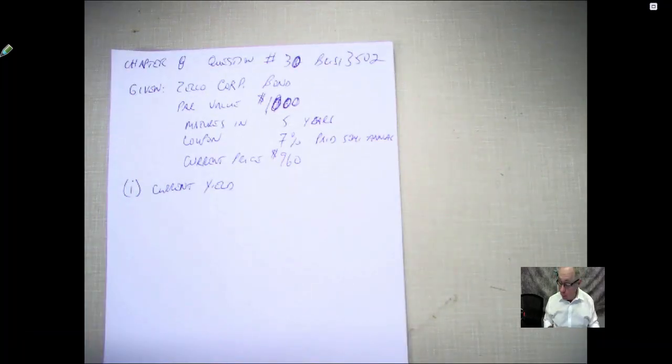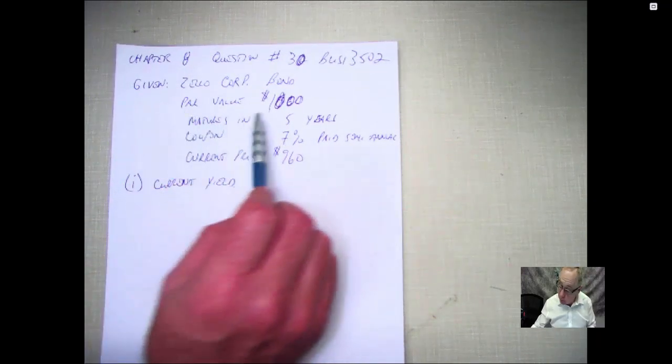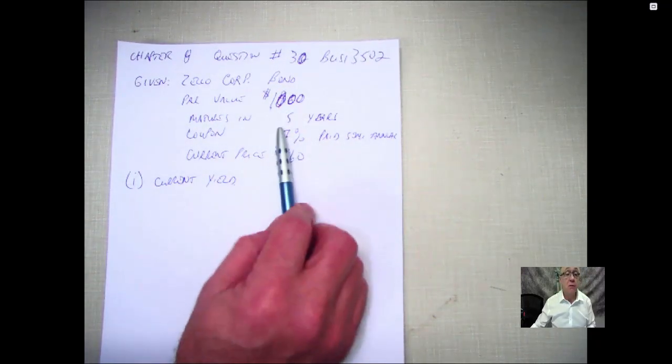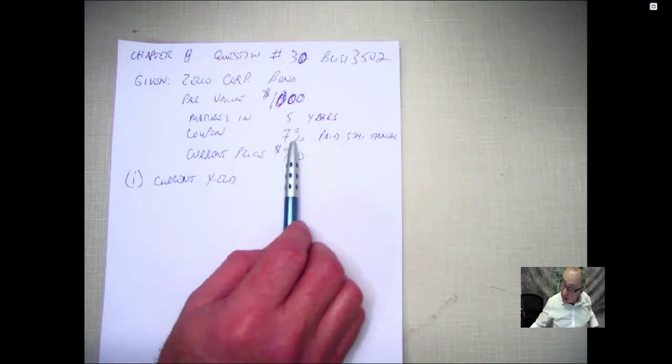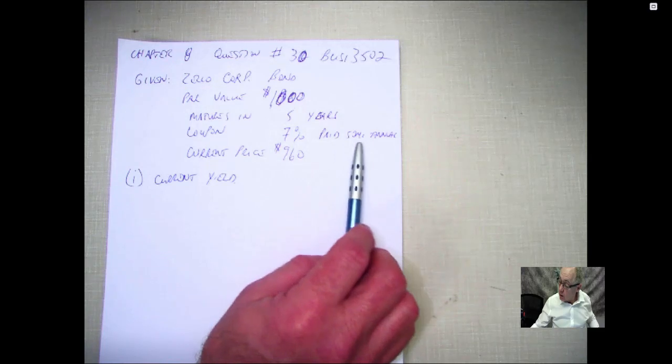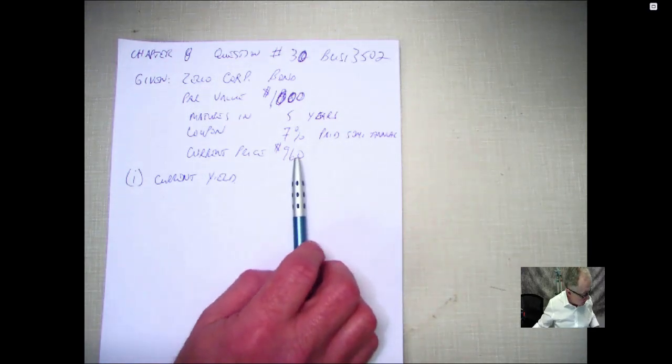Pardon for some scribbles. The information given in our textbook: Zello Corp has a bond outstanding. Its par value is $1,000. The maturity is in exactly 5 years. It has a 7% coupon paid semi-annually, and the current price is $960.